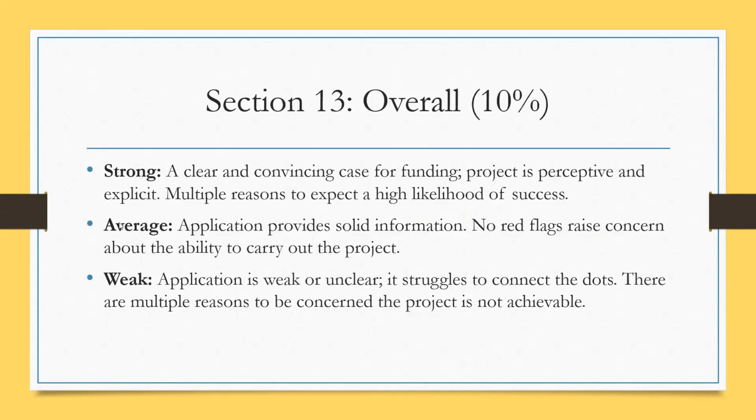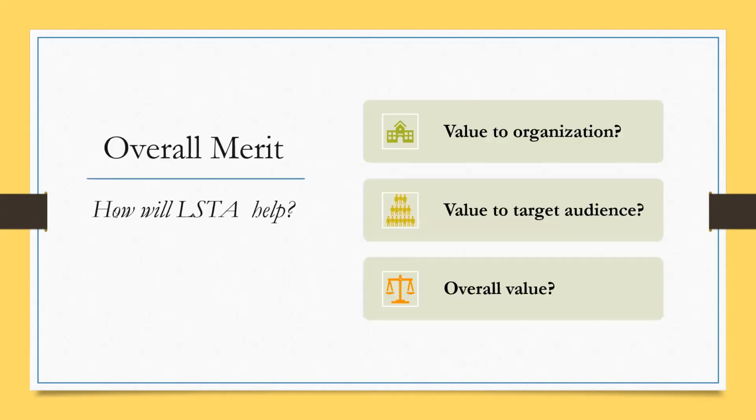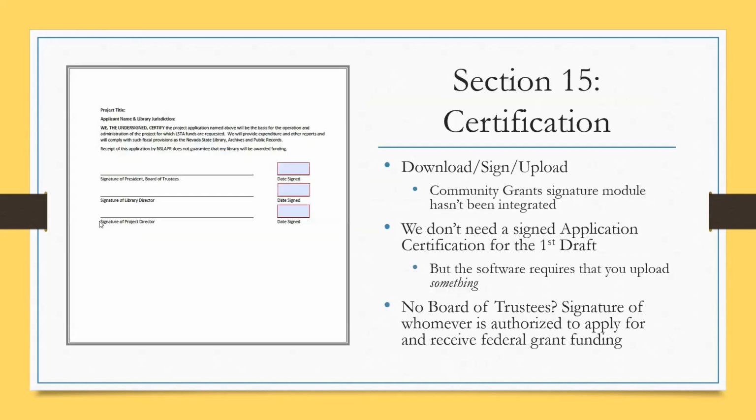These are some of the things that, overall merit per the official rubric is this, right? It's also overall value to the community. And then section 15 is certification. It's that official signature. If you're doing a first draft, you do not have to have all your signatures, but unfortunately you do have to upload something or else you won't be able to submit the first draft, right? That is not a glitch that I figured out. You can upload a dummy thing. Okay.